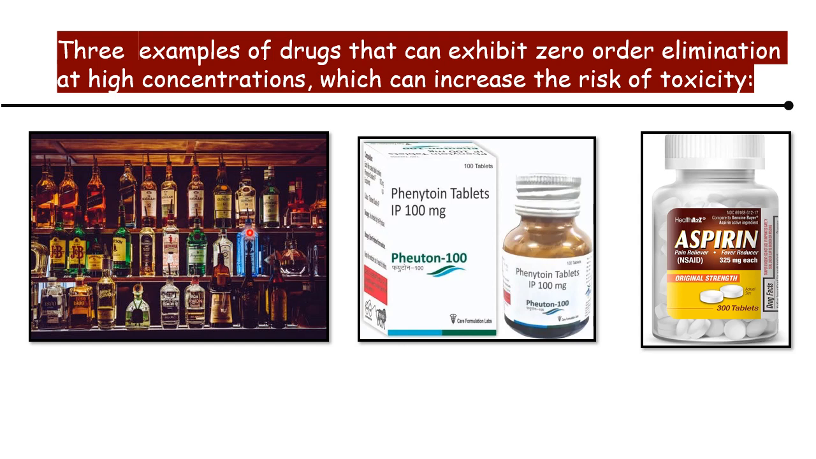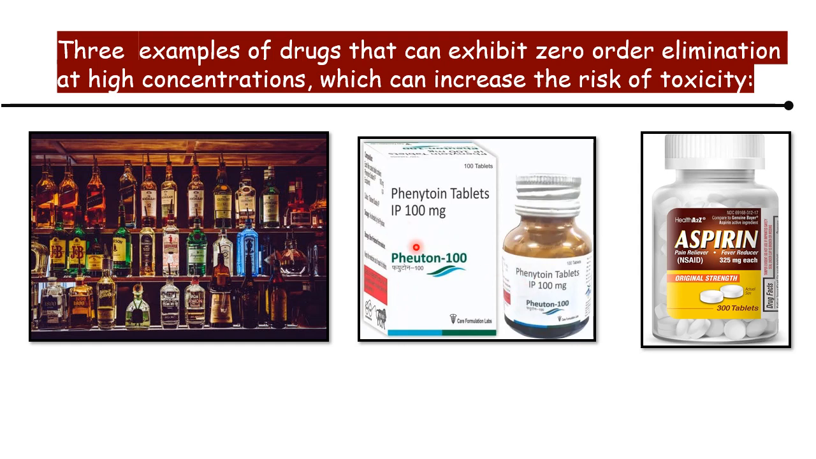When you give a high concentration, when a person drinks heavily, their liver enzymes responsible for metabolizing alcohol can become saturated, resulting in zero order elimination. This leads to accumulation of high levels of alcohol in the blood, which can cause a range of toxic effects such as impaired judgment, motor coordination, and breathing, and can even be fatal in extreme cases.